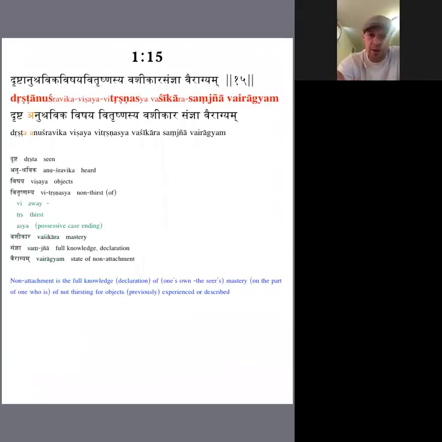As we went forward, the definition of vairagya is then drishta anushravaka vishayavitrishnasya pashikara sangya vairagyam. And it's saying that non-attachment is an inner volition, a strong inner knowing, a strong statement that I will not be attached, or in this case, not even thirsty. I'll be non-thirsting for objects that I have seen or heard of, or seen or heard before myself.